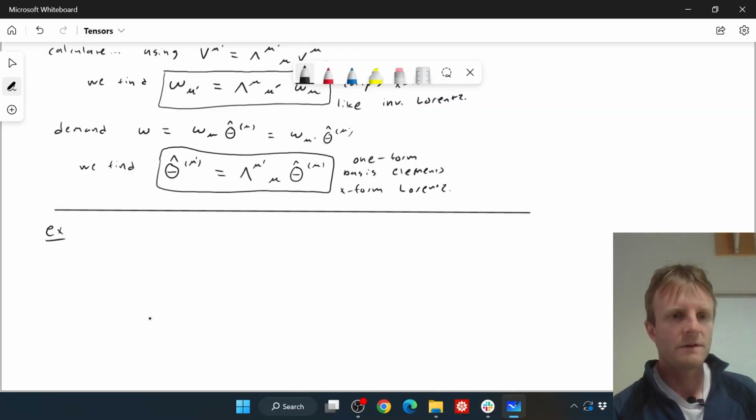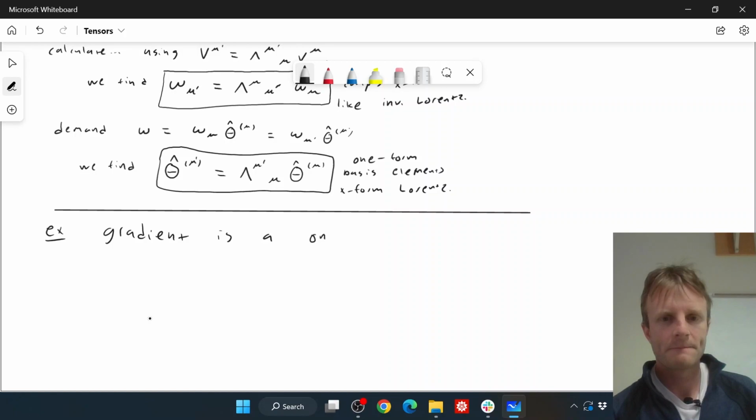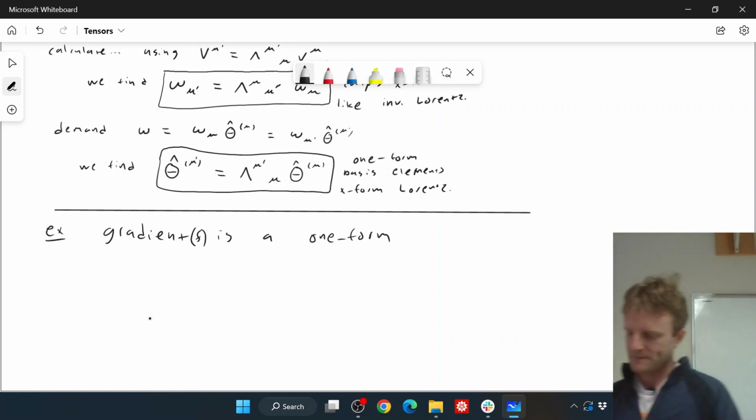For example, I claim gradient is a one form. What do I mean by that? Or gradient of some function f. Okay?